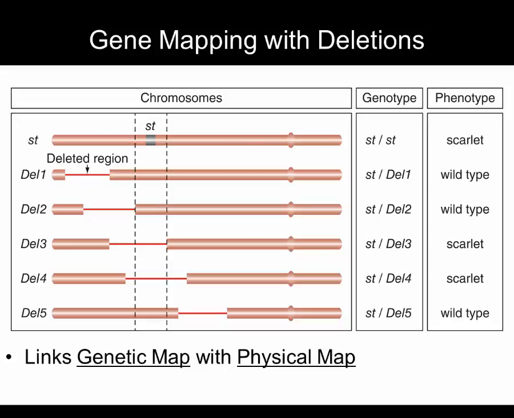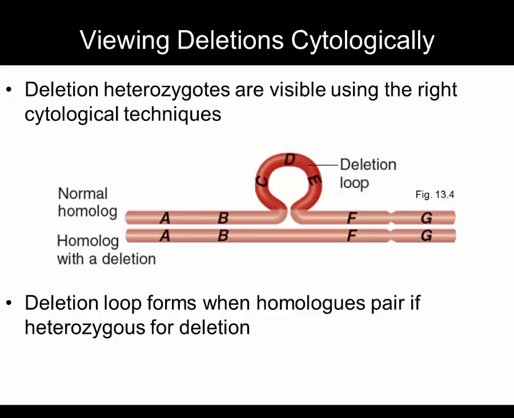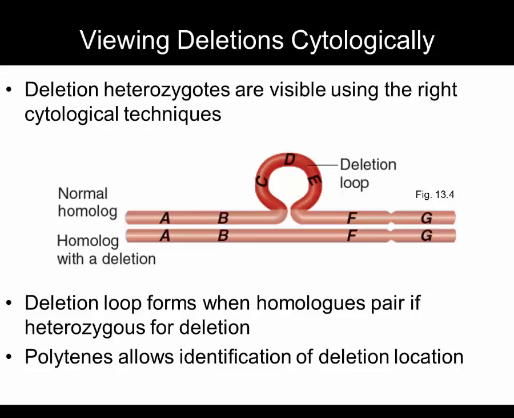This information can help tell us where a gene is physically located on a chromosome. This is because large deletions can be seen cytologically. When homologous chromosomes pair together, and one has a deletion, the part of the chromosome that no longer has a homologous region to align with loops out. When there are only 2 strands of DNA, this can be hard to see.